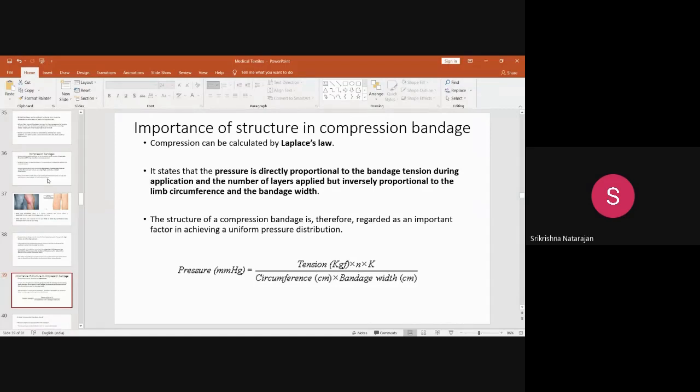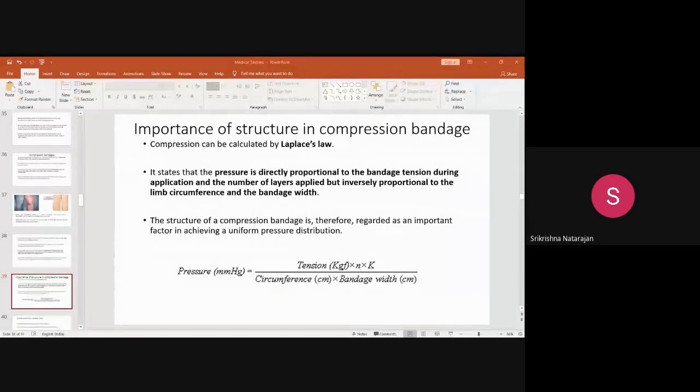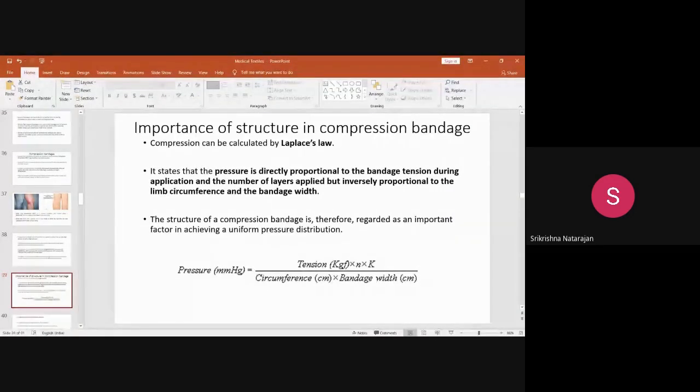The pressure is equal to tension into N into K divided by circumference into bandage width, which means that pressure is directly proportional to tension and the number of layers of the fabric, and inversely proportional to the circumference and the bandage width. So if the tension and the number of layers are higher, pressure will also be higher. And if the circumference and bandage width are lower, then also the pressure will be higher. But if the circumference and bandage width are higher, the pressure will be lower. So that is the understanding.